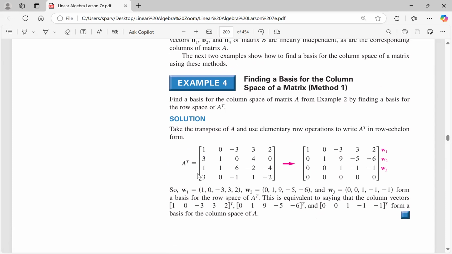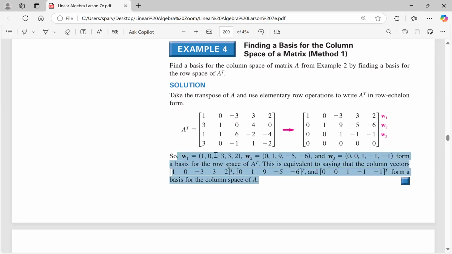And then he runs it through probably some kind of software and comes up with this matrix in echelon form. And here's a row of zeros, which we don't need, the fourth row. So these three rows of A transpose are bases for the row space of A transpose. If you transpose these bases, then they become a basis for the column space of A, not A transpose, but A.